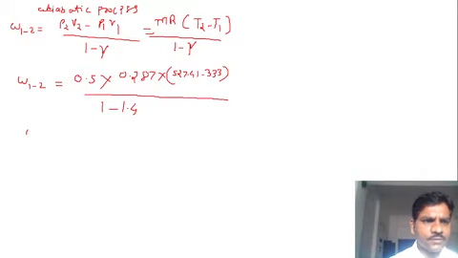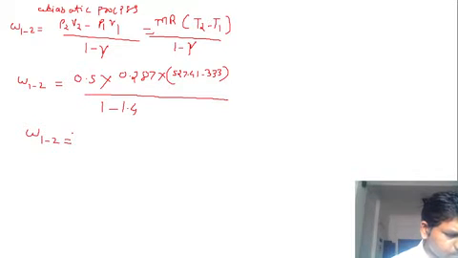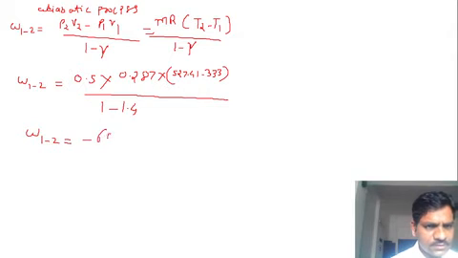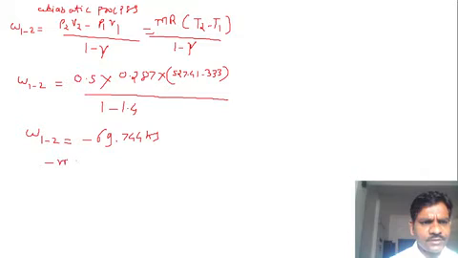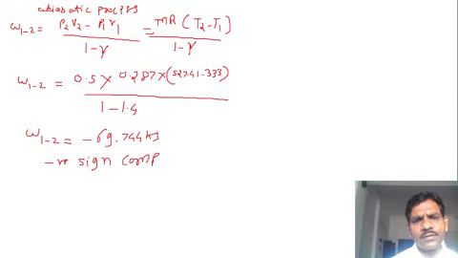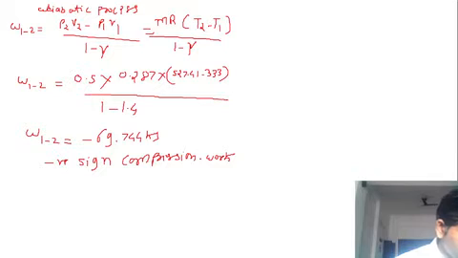So what is the work done? The work done we have to get it here, boys, minus 69.744 kilojoules. Okay, and this negative sign means nothing but which work? It is a compression work. Compression work will be there. Yes or no? Yes.